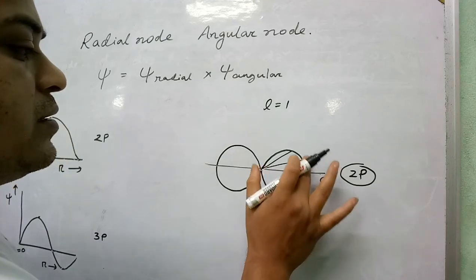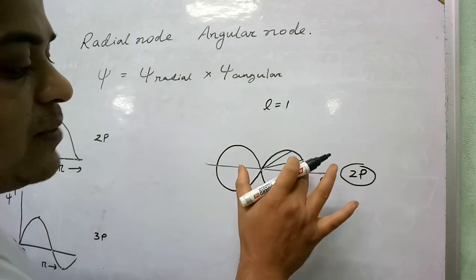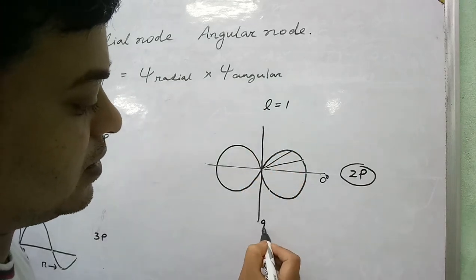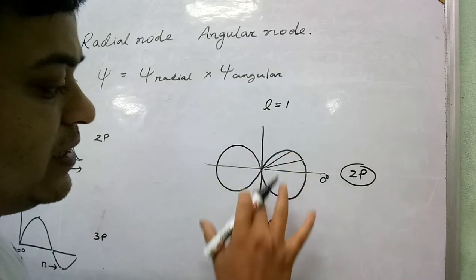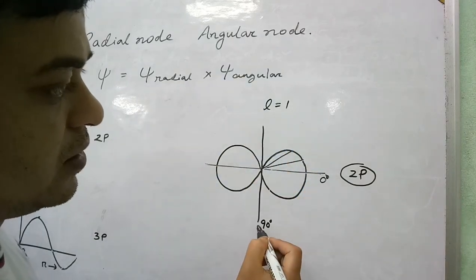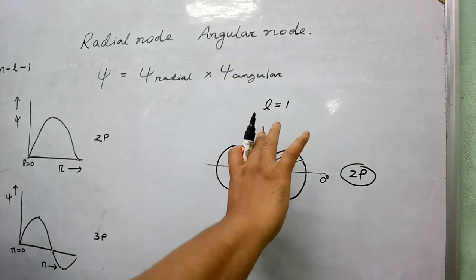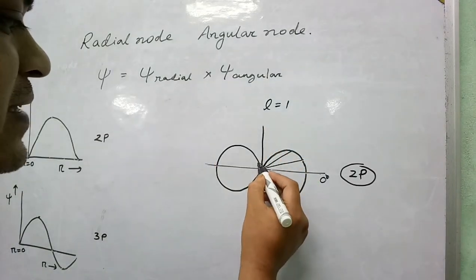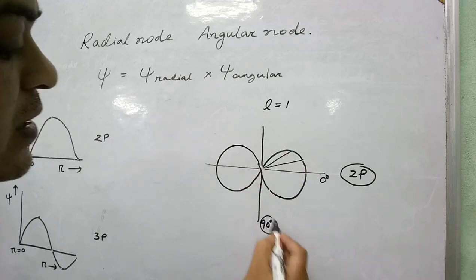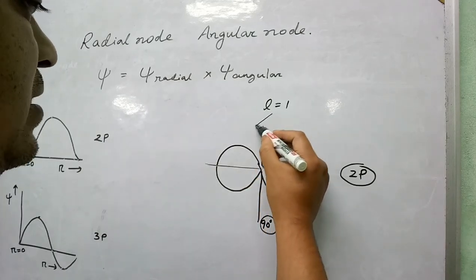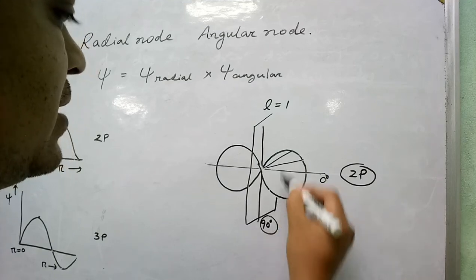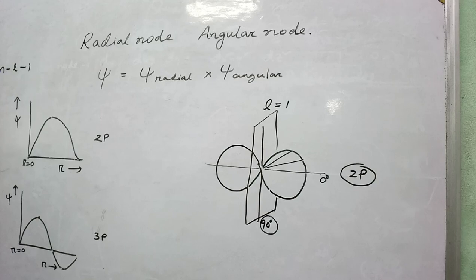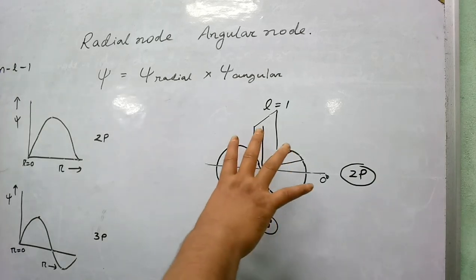Therefore, there is some possibility of finding electron, but at an angle of 90 degree, at this portion, here there is no wave function. That means the probability of finding an electron is 0 at an angle of 90 degree. Therefore, this is a node at an angle of 90 degree. Actually, there is a plane which bisects the two lobes of p orbitals, and in this plane the probability of finding an electron is actually 0. This is the concept of angular node.